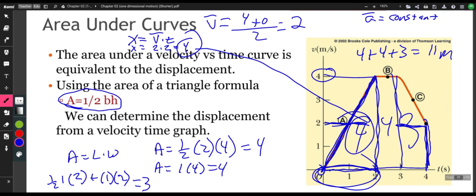And so we have been able to mathematically solve for that displacement in that particular portion of this problem 2 different ways, getting the same exact answer. Take the area under the curve, or figure out the average velocity and then multiply that by time using our displacement is equal to velocity times time equation.